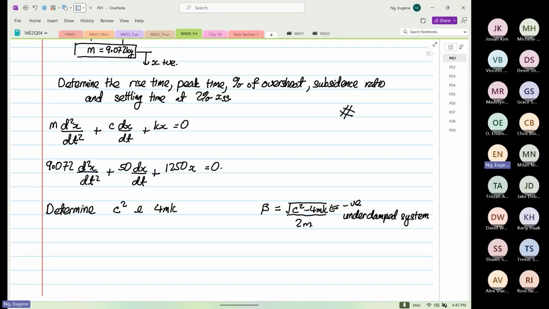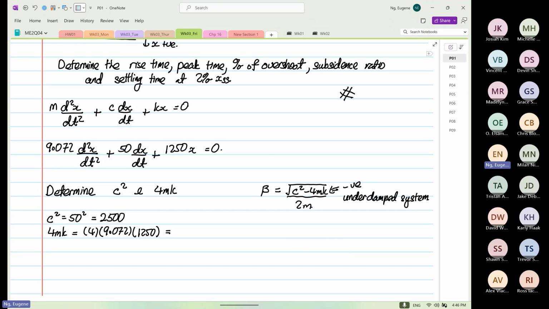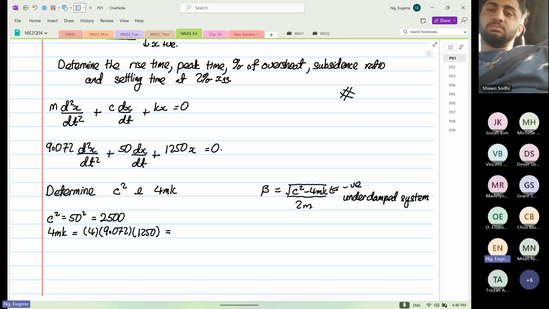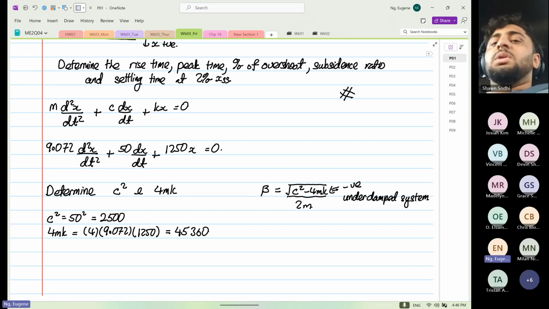Okay, so you do your c squared. c over here is 50 squared. So 50 squared is 2,500. Then the next thing is you have your 4mk. So you have your 4, your mass, and your stiffness is 1250. So this will be equal to 4 times 9.072 times 1250. We have 45,360. Okay, help me check. I can be wrong.